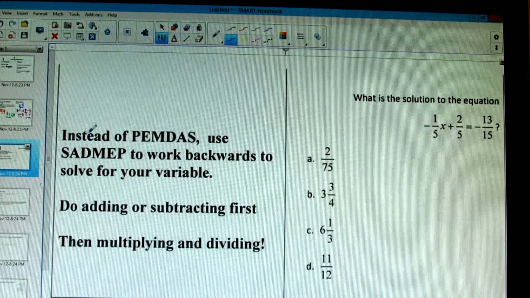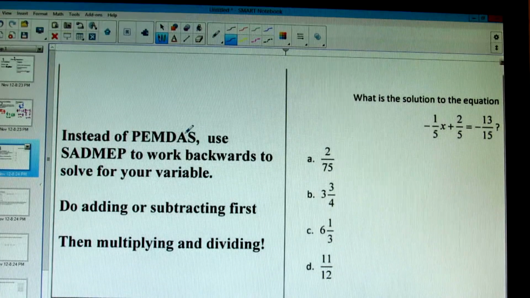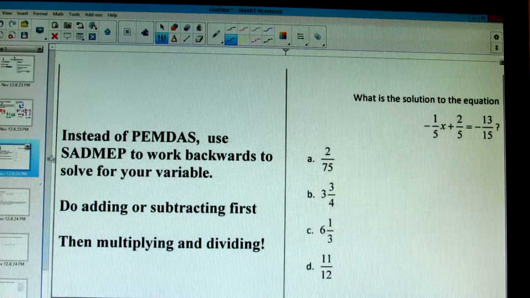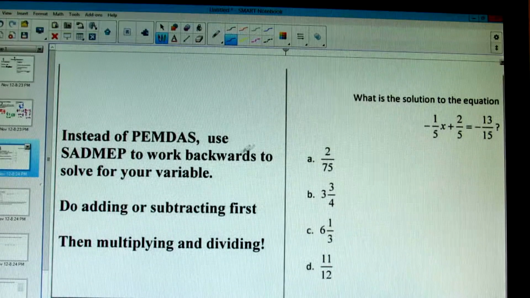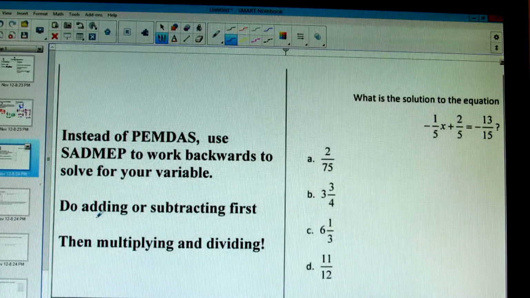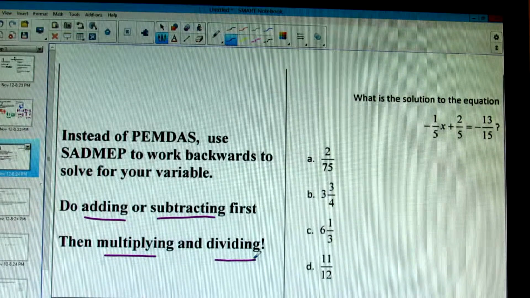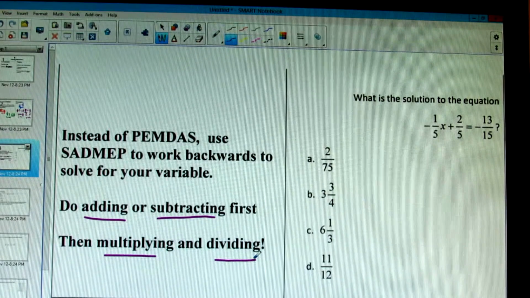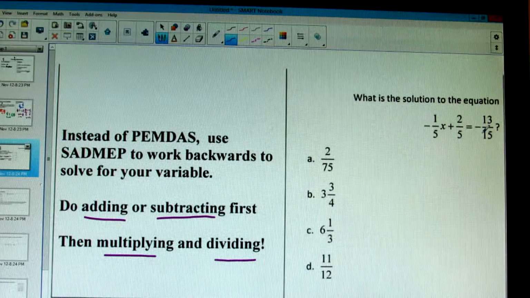Again, some notes. Instead of PEMDAS, which is what we do to evaluate an expression, you're going to use something called SAD-MEP, which is just PEMDAS backwards, to work backwards to solve your variable. So you're going to do any kind of adding or subtracting first, and then you're going to do your multiplying or dividing. So it's exactly like PEMDAS, but backwards. Okay, what is the solution to this equation?